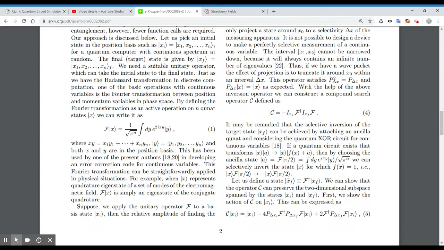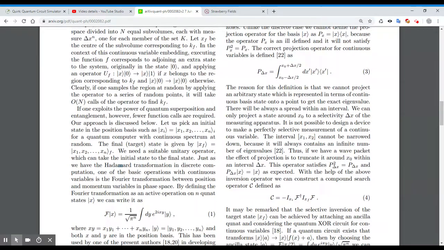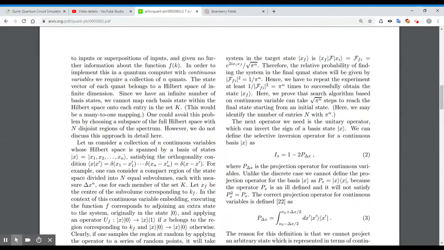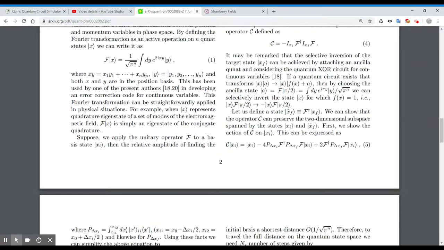A set of modes of the electromagnetic field is simply an eigenstate of the... Suppose we apply the unitary operator f to a basis state x sub I, then the relative amplitude of finding the system in the target state xf. Okay, so now the probability of finding the system in the final QNAT states will be given by the next operator. Whatever that means, all I read is that the Fourier transform is used.